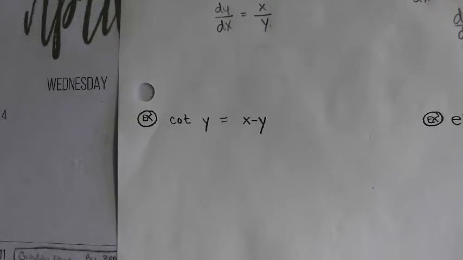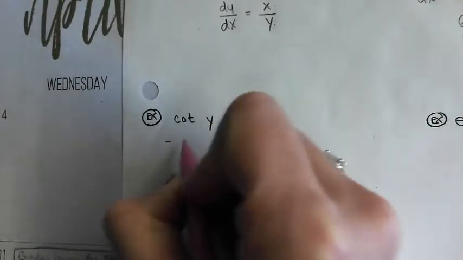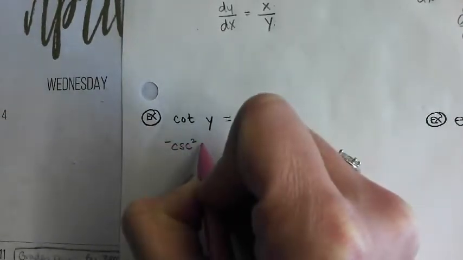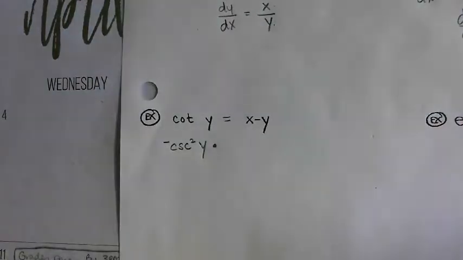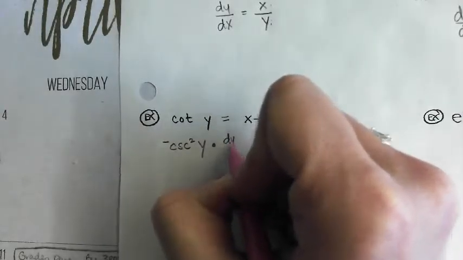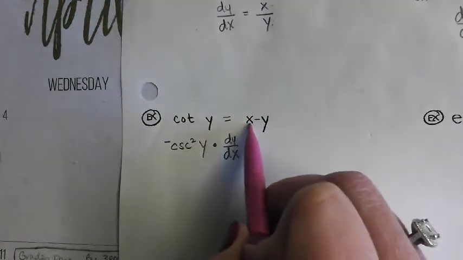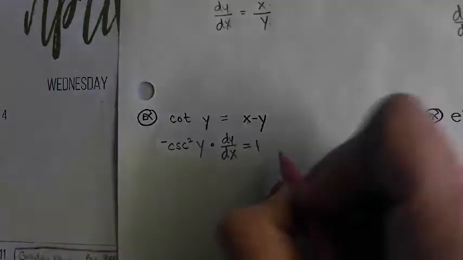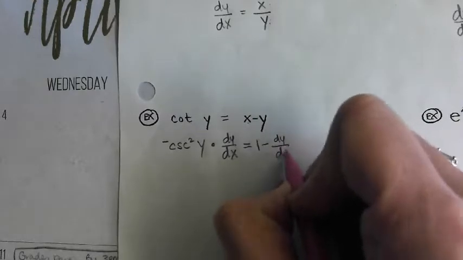Okay, here we go. Derivative of cotangent. Negative cosecant squared. Are we sure about that? Why do I think it's negative cosecant cotangent? Oh, no, it's negative cosecant squared. Oh, I didn't hear the negative. Negative cosecant squared of y times what? dy dx equals the derivative of x, which is just 1, minus dy dx.